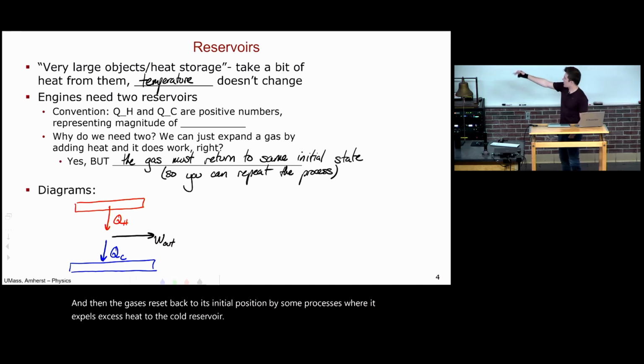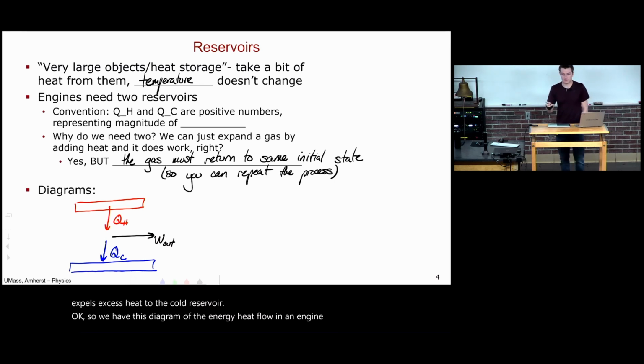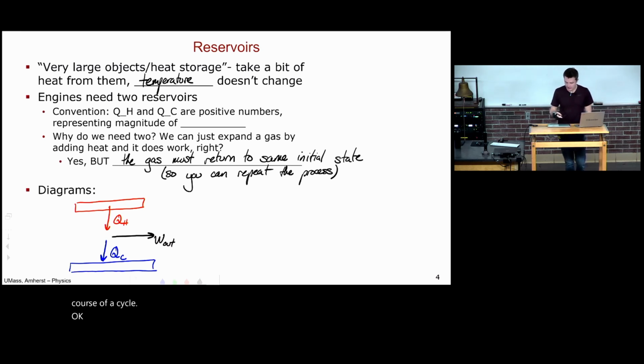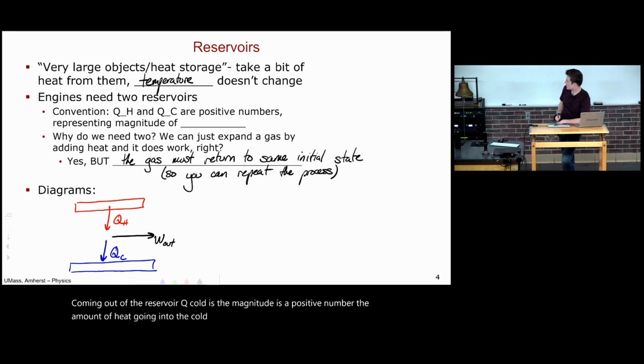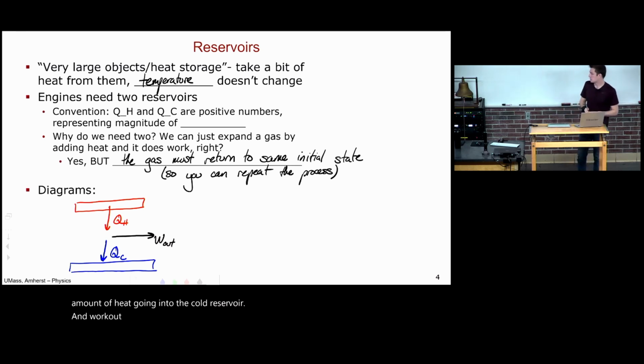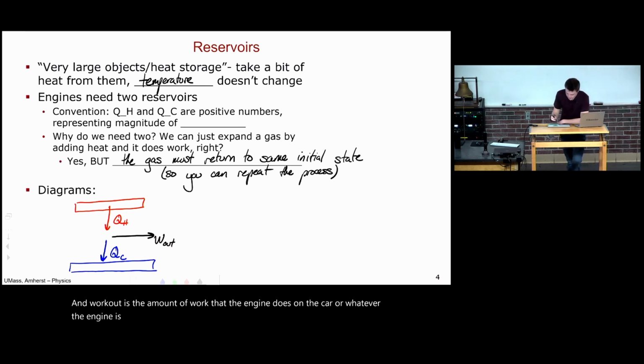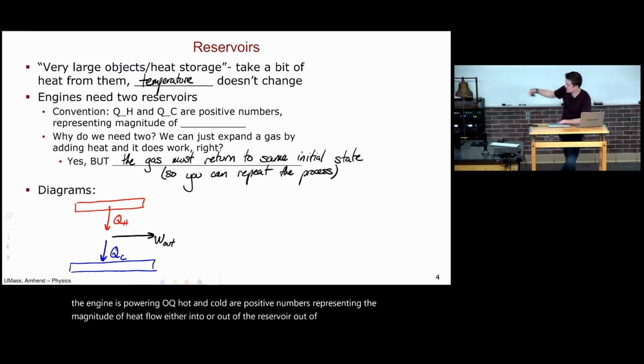Okay, so we have this diagram of the energy/heat flow in an engine over the course of a cycle. Q hot is the amount of heat coming out of the reservoir. Q cold is the magnitude, it's a positive number, the amount of heat going into the cold reservoir. And work out is the amount of work that the engine does on the car or whatever the engine is powering. So Q hot and Q cold are positive numbers representing the magnitude of heat flow out of the hot reservoir into the cold reservoir.